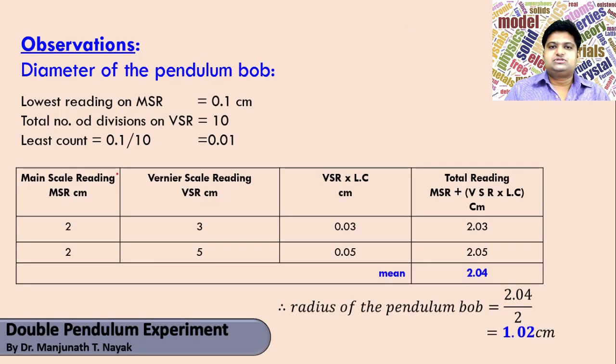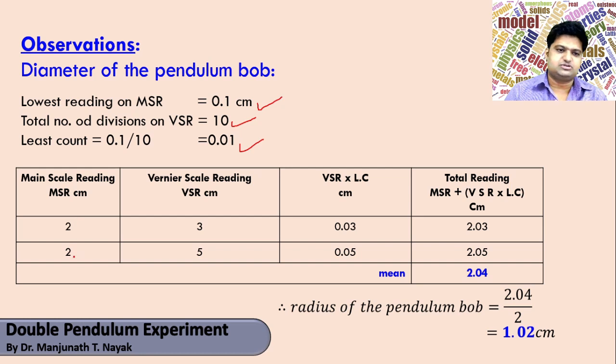So welcome back. Let's do the calculations now. As you remember, of course I didn't record this part for you, but it is very obvious, for those who have forgotten about the vernier caliper: the lowest main scale reading is 0.1 centimeter. The total divisions on the vernier scale is 10 and therefore the least count is 0.01. And these were the readings.